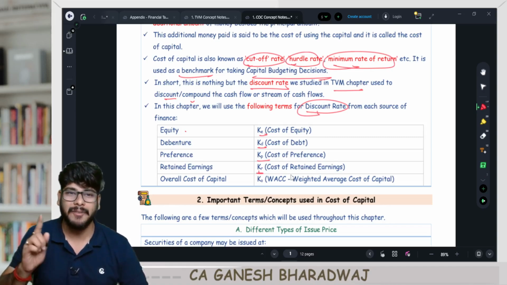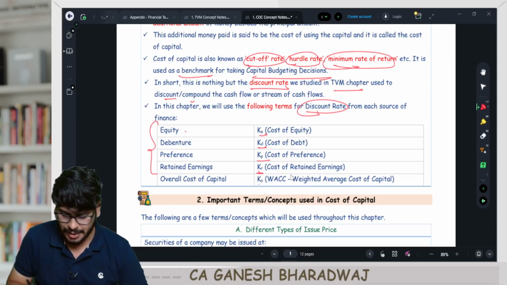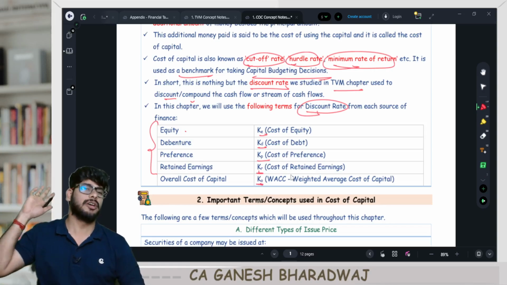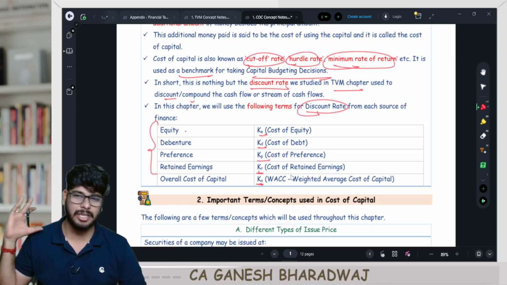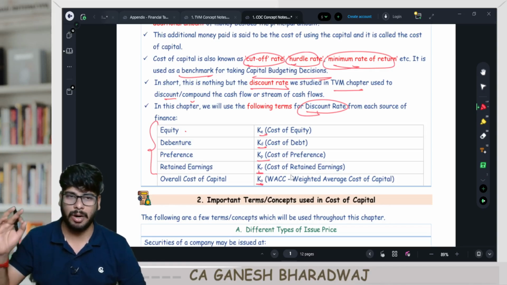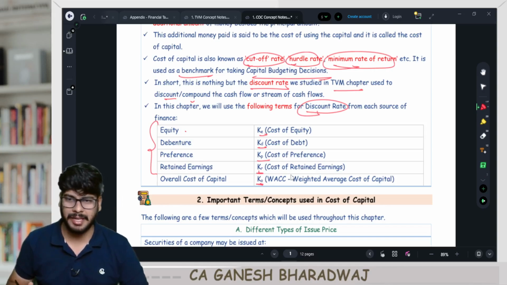WACC stands for weighted average cost of capital. That is nothing but the weighted average of the previous four sources of finance. Clear with this? And it's referred to as KO. This is nothing but a normal discount rate pertaining to every single source of finance. Are you able to understand the introduction? Perfect. Now on this note, shall we get started, guys?